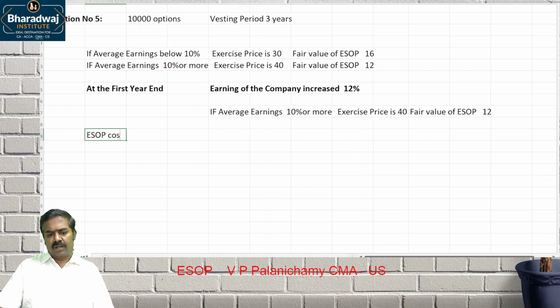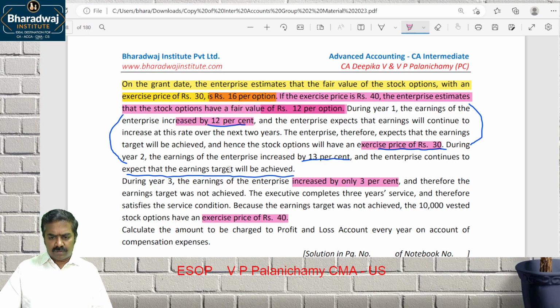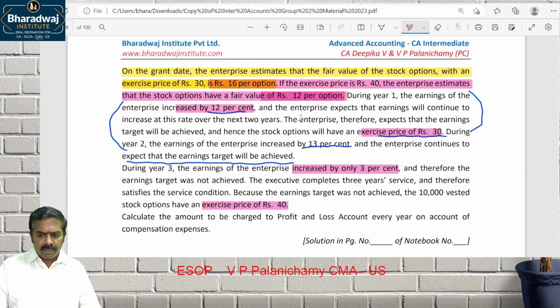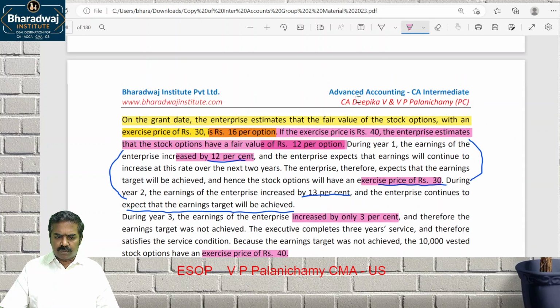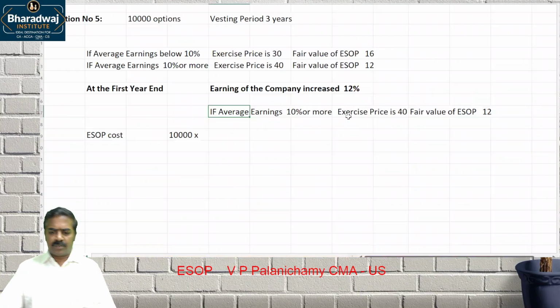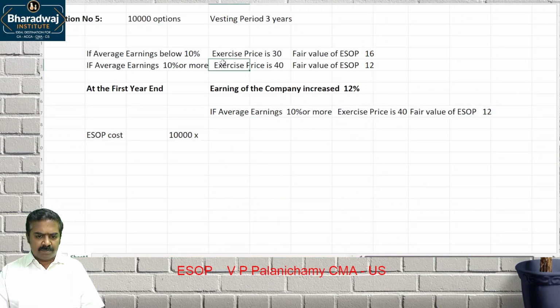So ESOP cost will be 10,000 options into what fair value will you take now? Wait. Oh, sorry. Go through the question once again. Exercise price drops to 30. The earnings of the company increase by at least 10%. Sorry, I have written wrongly. If the earnings is below the, sorry.